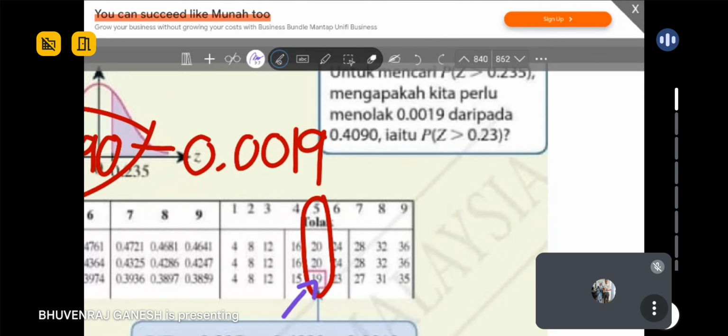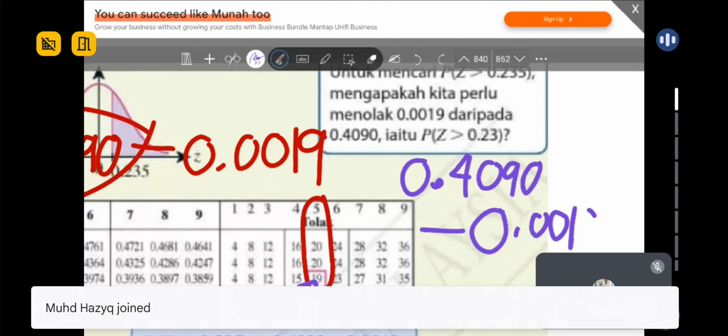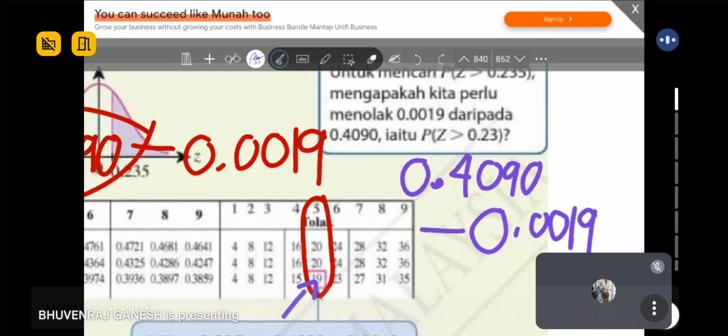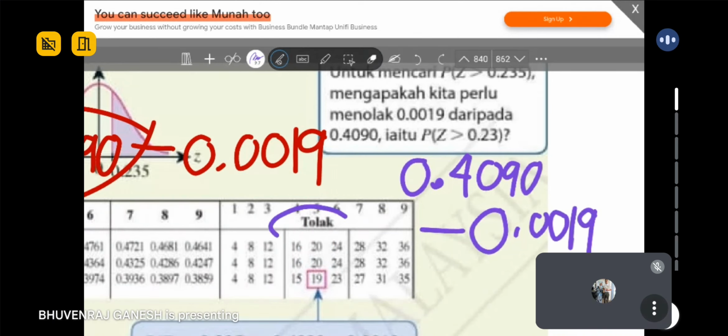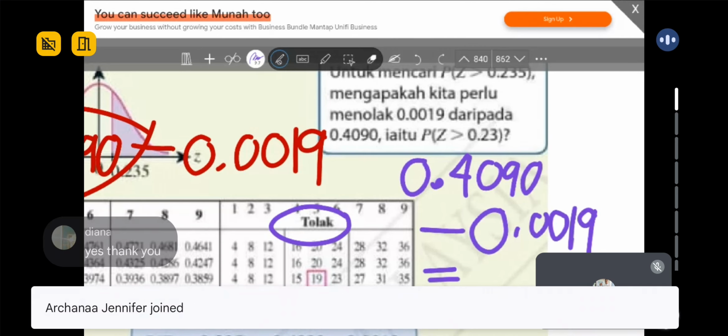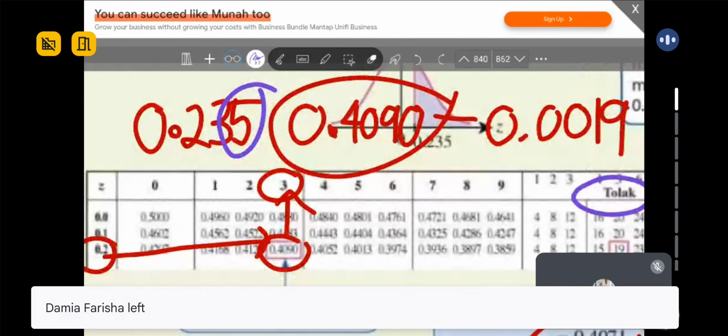Am I right? So you just need to take 0.4090 minus 0.0019. Okay, are you clear? Why minus, guys? Because the table already tells you tolak. You must minus, so you follow the table. Are you clear? So you just count the value then. Are you all clear? One or two? How to get the answers?